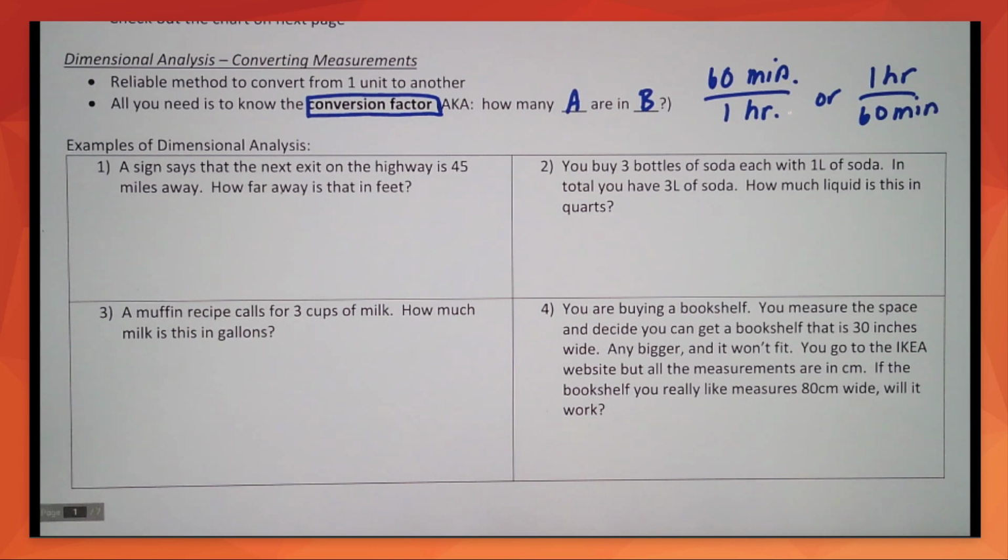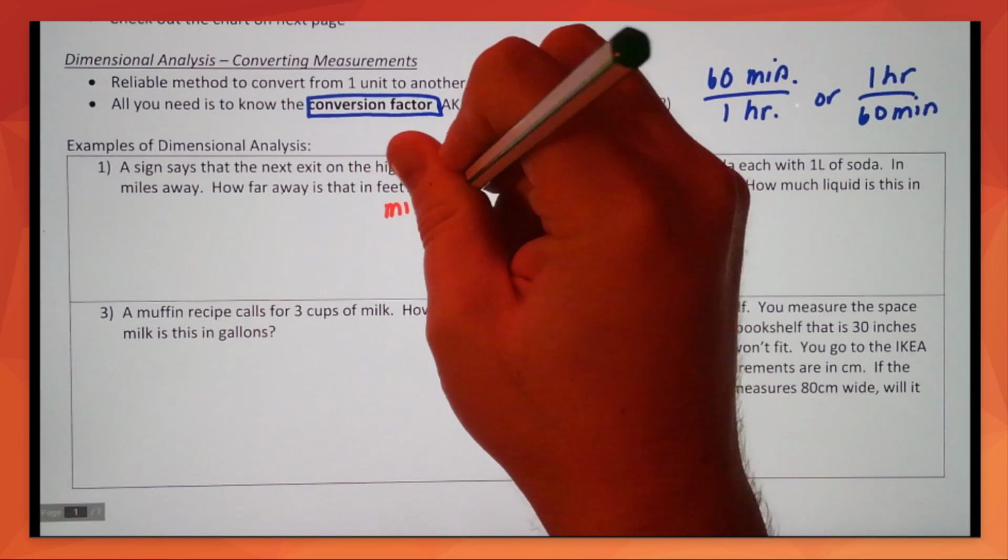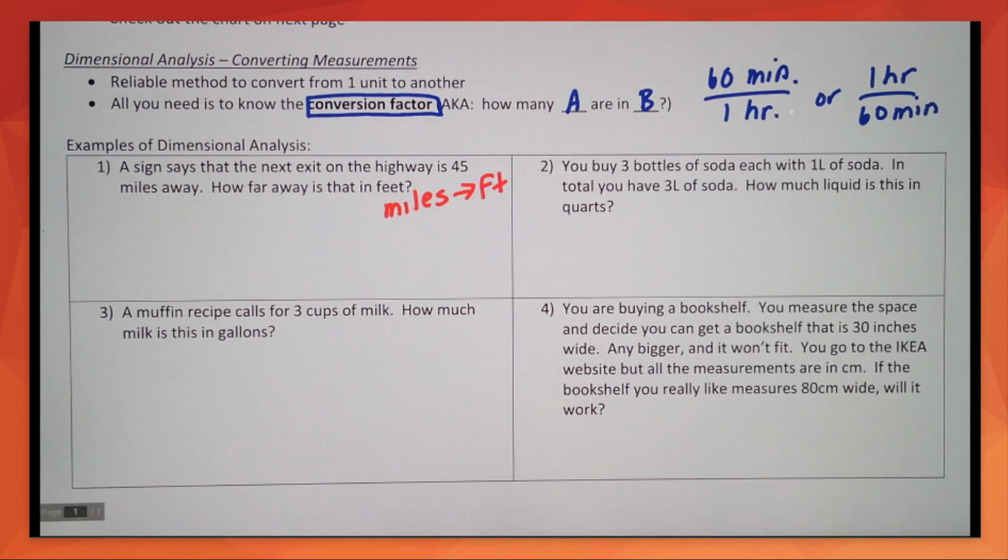And when would you use one versus the other? It all depends on what the problem is that you have in front of you and what it is asking you to solve. So I'm going to switch colors here. We're going to go to question number 1. A sign on the highway tells you that the next exit is 45 miles away. So how far away is that in feet? So we are going from miles, which we have, to feet. So in order for us to figure this question out, we need to know how many feet are in a mile.